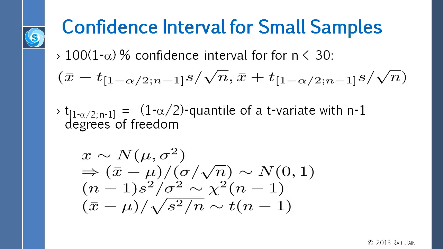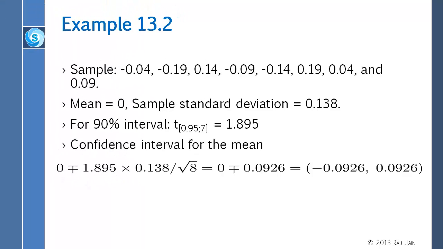All right. Once you realize that instead of z you have to use t, then you get the confidence interval as before. So here is an example. This is a small sample. So 1, 2, 3, 4, 5, 6, 7, 8, 9, 10 maybe, right? 7, 8 observations. 8 observations.